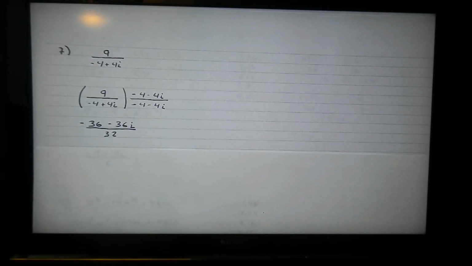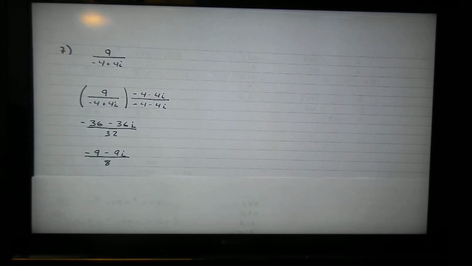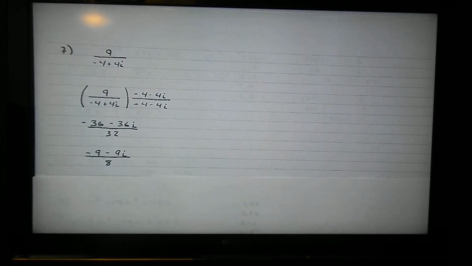All of these terms have a common factor. I reduce them by dividing out their common factor of 4. Negative 9 minus 9i over 8.